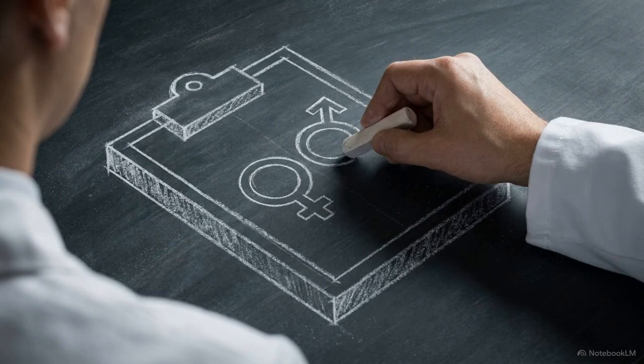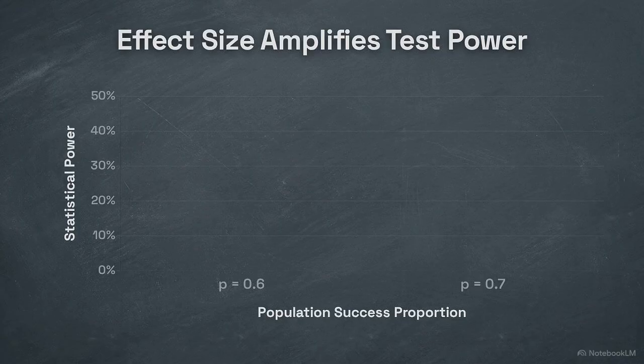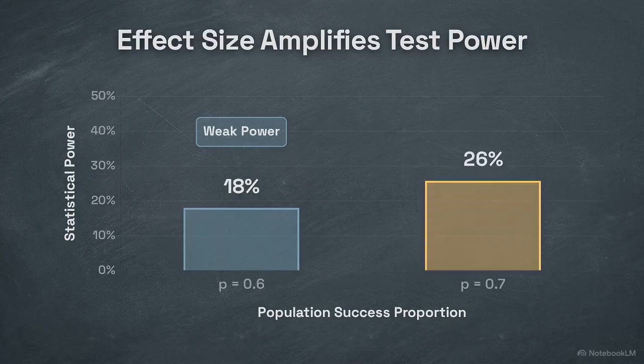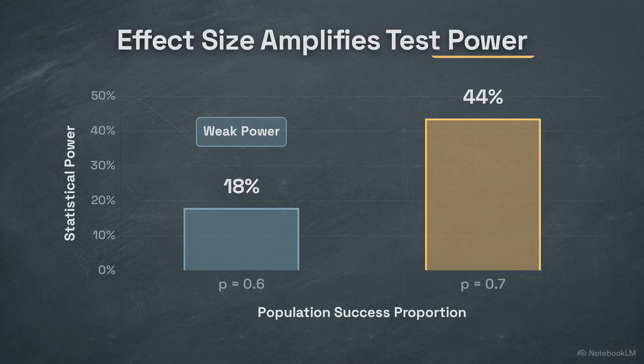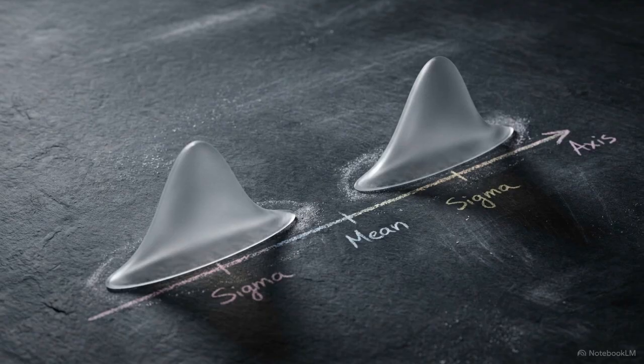Let's apply this to a gender selection method trial. If we test the method against a true population success proportion of 0.6, the test yields a weak 18% power. However, if the true population proportion increases to 0.7, the test's power jumps to over 43%. Power dictates a fundamental rule of statistics. Increasing the difference between the assumed baseline and the actual reality increases our mathematical ability to detect it.